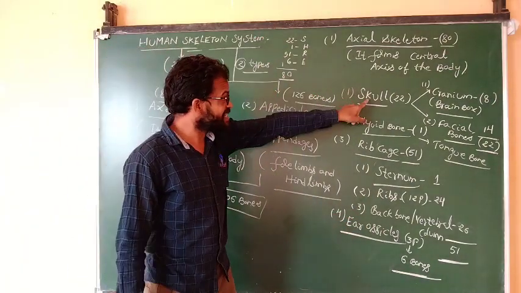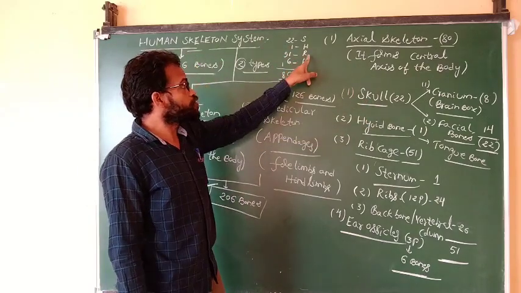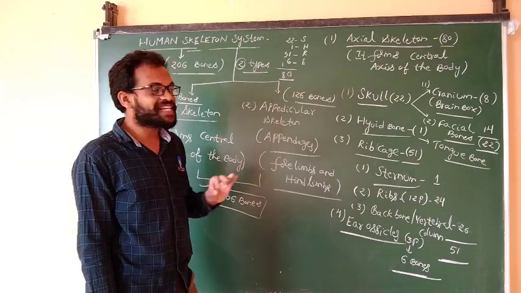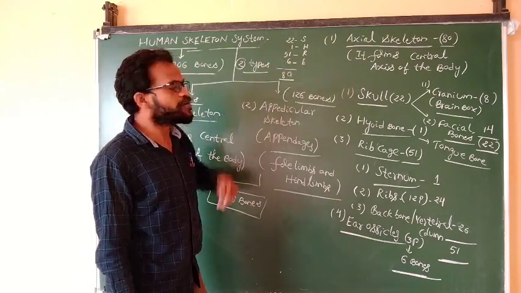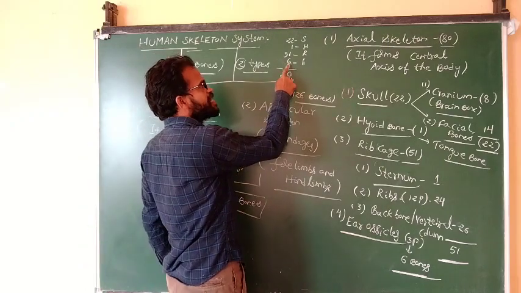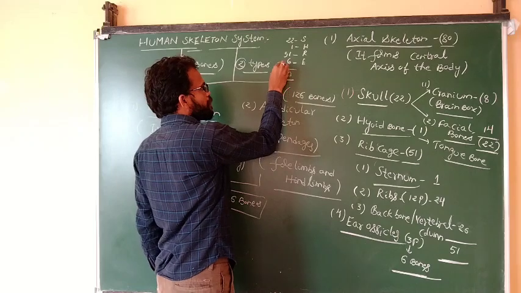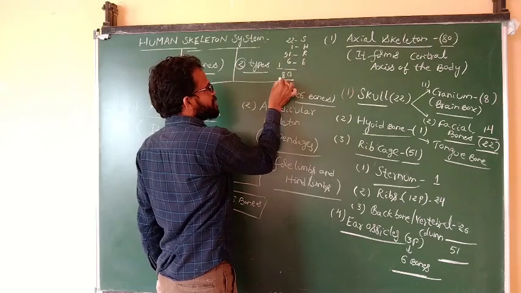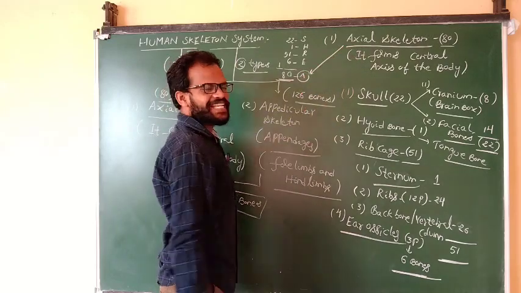22 bones are present in the skull. One is the hyoid bone, meaning tongue bone, and also the rib cage. It consists of 51 bones, and also ear ossicles. 6 plus 2, 8. 8 plus 2, 10. 10 plus 1... 7 plus 80. 80 bones are present in the entire axial skeleton.